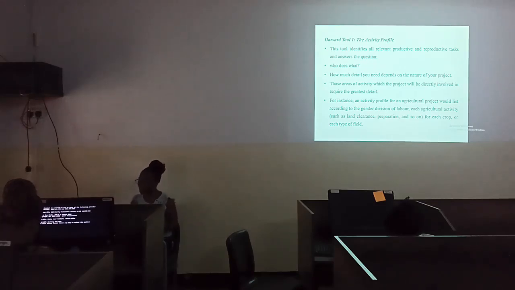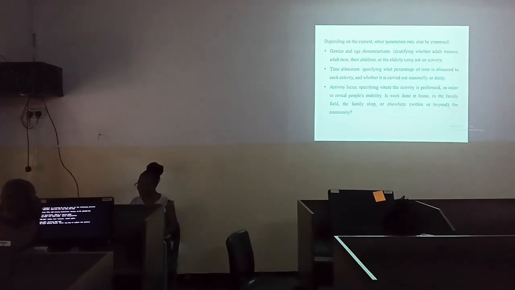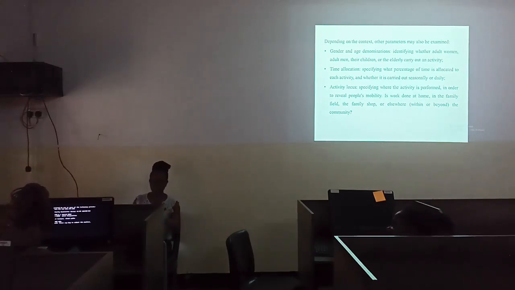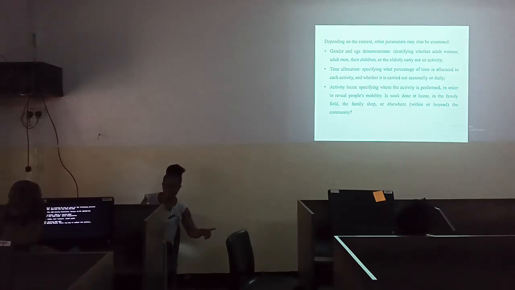So you do it for each crop or each type of field, the activities which are happening in that kind of field. So that's the activity profile. Depending on the context, other parameters may also be examined. Apart from asking who does what, by the what we mean the activities which will be conducted, and the who means who will be doing which activity.